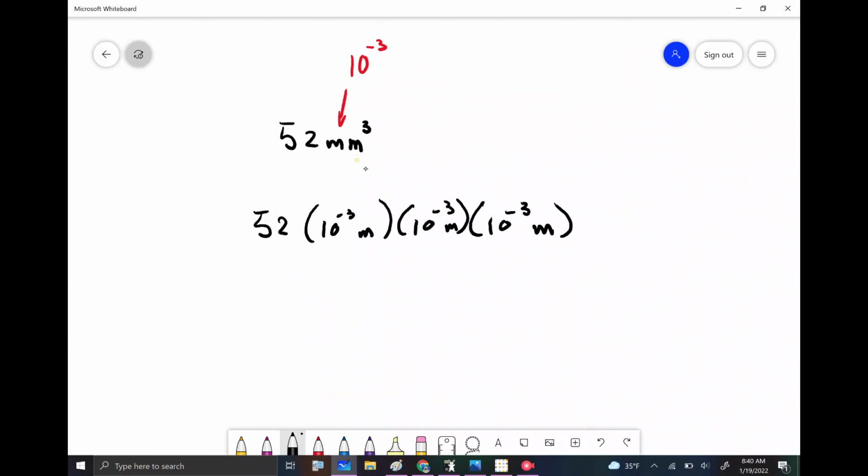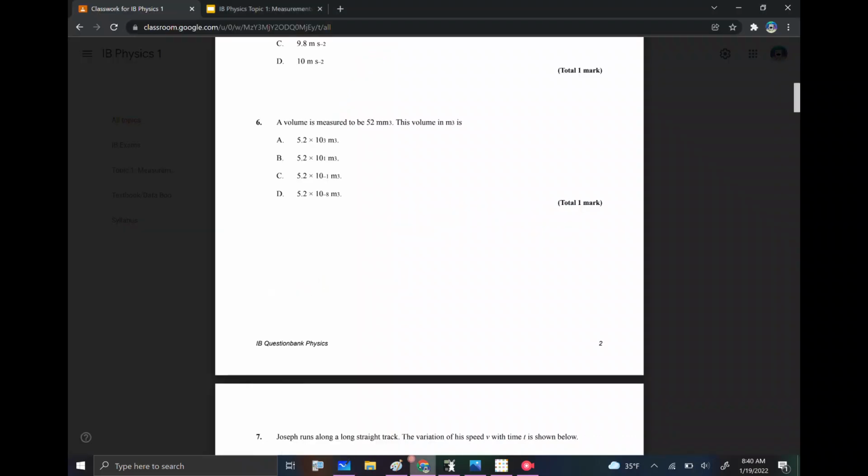Now, if we simplify this, 10 to the negative 3 times 10 to the negative 3 times 10 to the negative 3, that's 10 to the negative 9th meters. If we look at my options, though, that's not one of my options, right? We have something close to it.